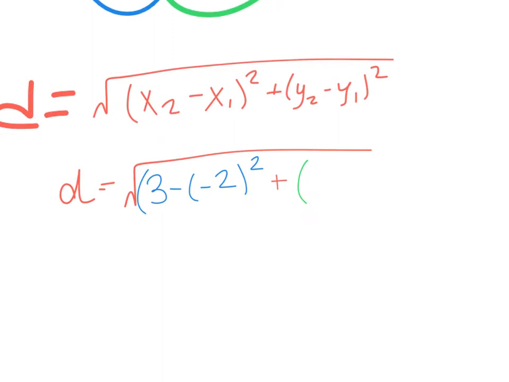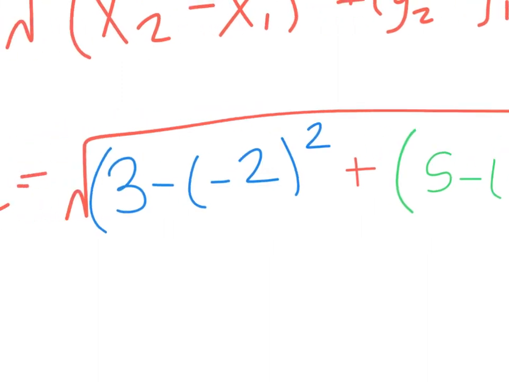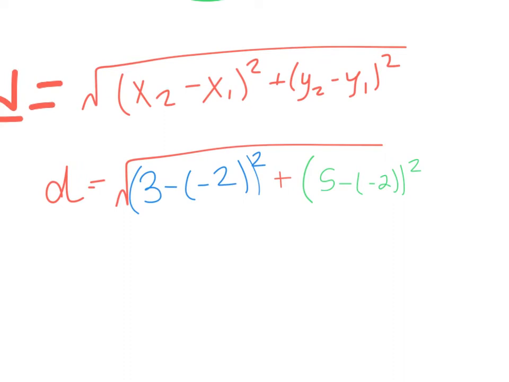If you're a student who likes to color code things, go ahead and color code today. And now we simplify. I forgot a parenthesis. So we get 3 minus a -2 is really 3 plus 2, which is 5. So I have D equals radical 5 squared plus 5 minus a -2, which is 7. 7 squared. So I get 25 plus 49.